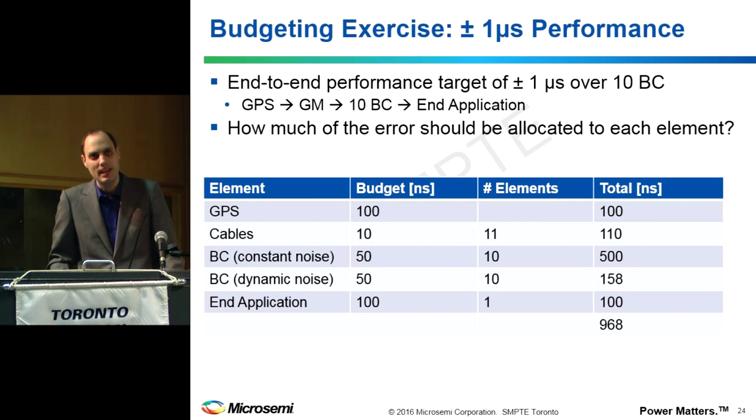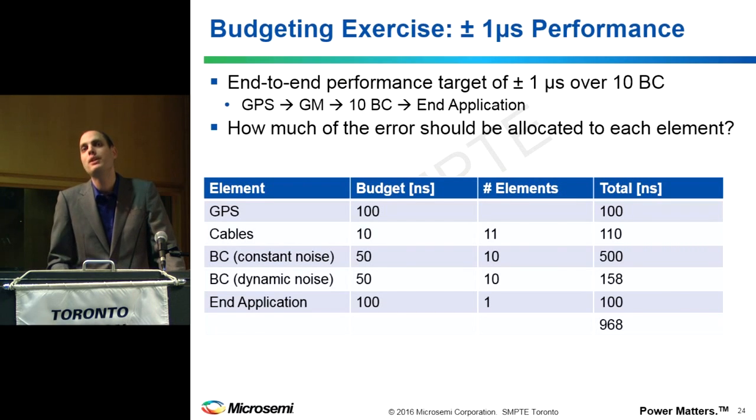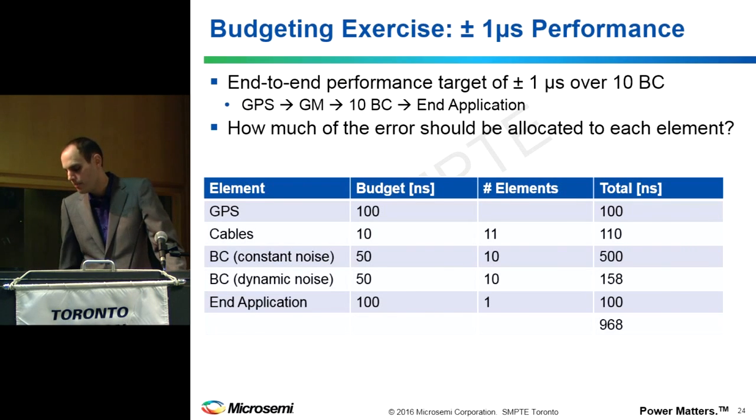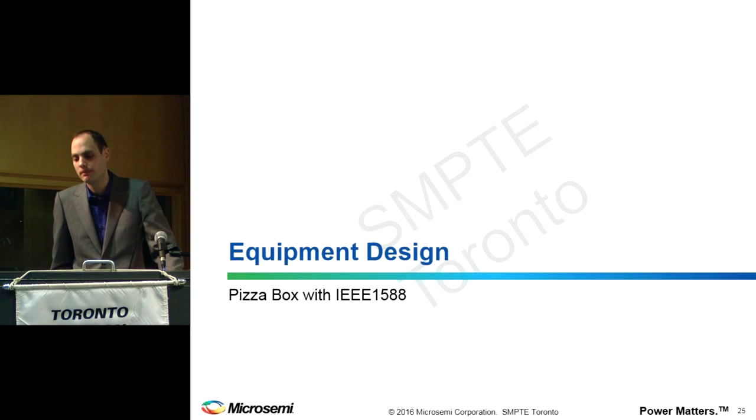And now for the end application that uses it, I know how much budget is allocated to them. So now I can deploy a properly designed network with assurance of getting 1 microsecond. This is a very powerful slide in terms of engineering guidelines that you won't actually find in the ST2059-2 profile. But this is the budgeting exercise you will need to do as an operator to make this technology work.